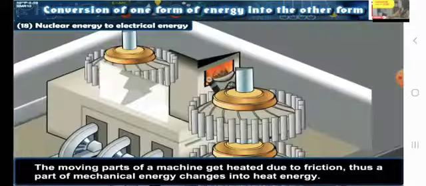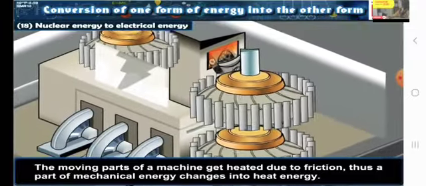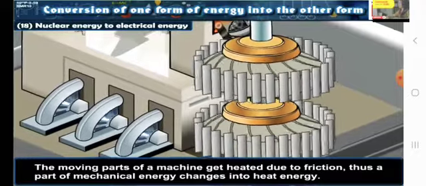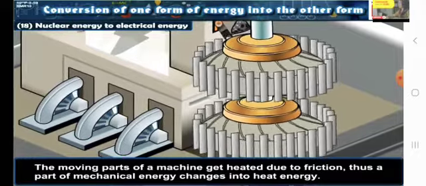The moving parts of a machine get heated due to friction. Thus, a part of mechanical energy changes into heat energy.